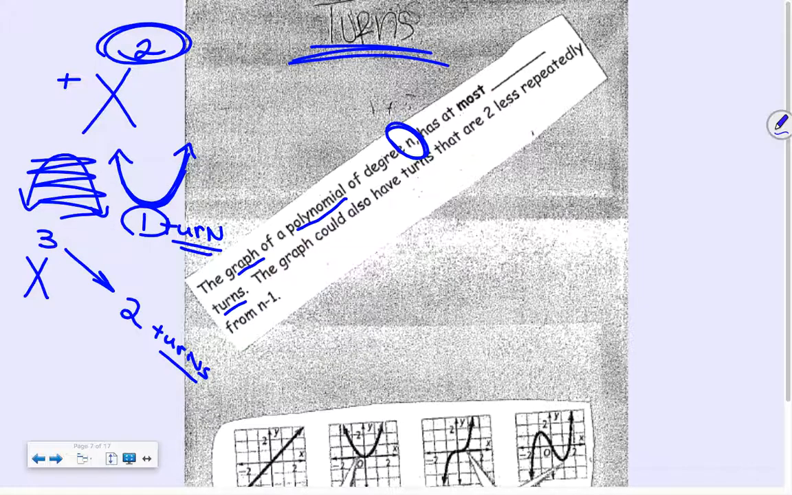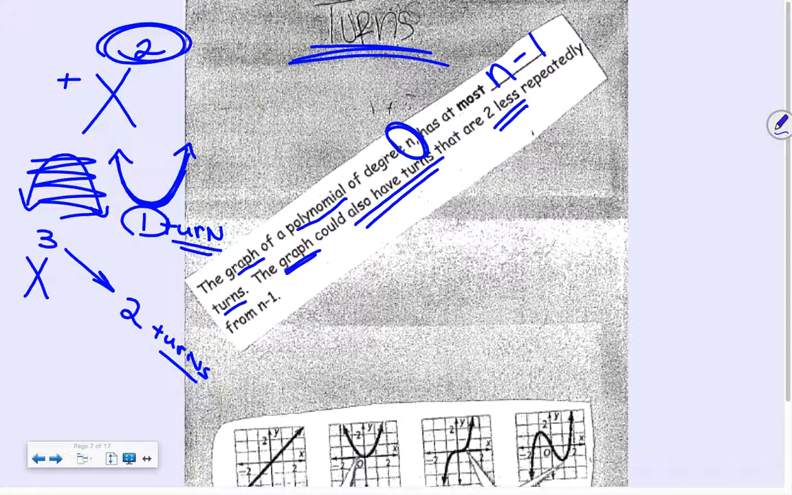Hang on. 2nd degree had 1 term. 3rd degree has 2 terms. So Nth degree has N minus 1. So what's the rule when you want to know how many times a polynomial turns? The exponent minus 1. Take the highest exponent, the degree of the polynomial, whatever it is, minus 1. Okay, that's all you have to do. And then read the next part though, because the next part's pretty important. The graph could also have terms that are what?